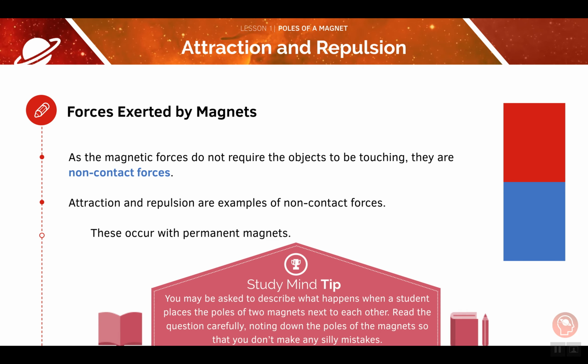You may be asked to describe what happens when a student places the poles of 2 magnets next to each other. Read the question carefully, noting down the poles of each magnet to make sure you don't make any silly mistakes.